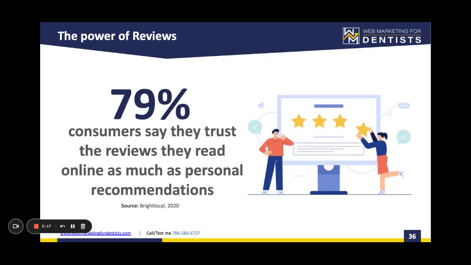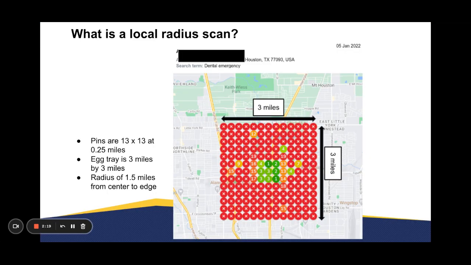So the question becomes, I have a great reputation. How do I know if the patients that are around my office are actually seeing my reviews? These are the patients that are closest to you, and they're looking for reviews for the keywords that are important for you. You should be able to visualize and see if those reviews are showing up where that patient is. This is a map. This is what's called a local radius scan. This is something that every dentist needs to have seen before or needs to see in the future.